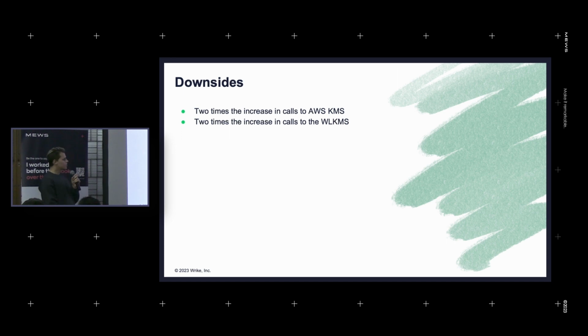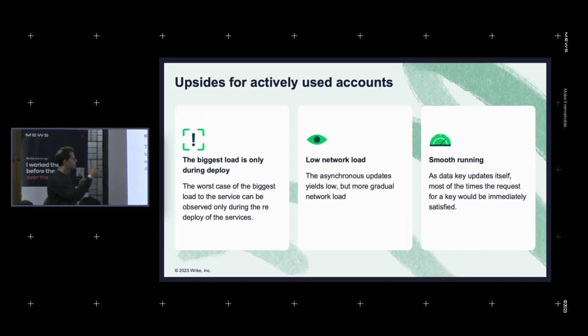There are some downsides, of course, a 2 times increase in the calls in both services, but the upsides are also pretty sweet. The biggest load is only during the deploy. Well, we cannot get around that, but the network load afterwards would be pretty low. It would be gradual, homogeneous, and low because it would be updating all the time in the background, not with spikes of like 30 minutes or whatever. And the clients will not feel it on their request, because there is no actual retrieval of the key from the service in the pipeline of their request.